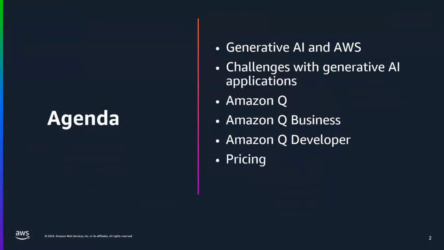Here is the brief agenda. We'll briefly talk about generative AI on AWS and what are the typical challenges that you see with generative AI applications and how Amazon Q helps address them. And then we'll dive into two capabilities of Amazon Q Business and Amazon Q Developer. And then we'll wrap up with any questions that you may have.